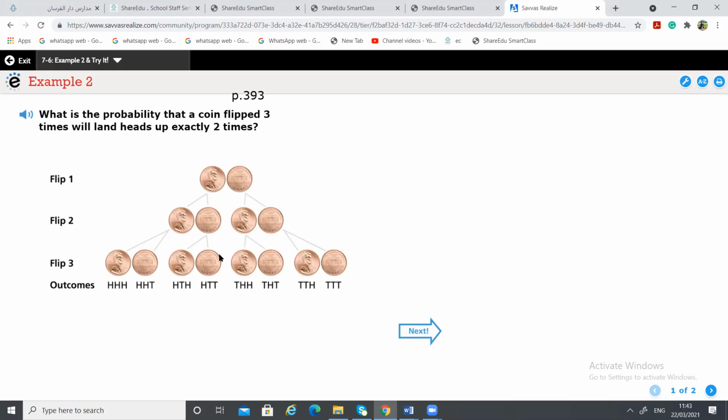Yes, miss. See H and H together with each other. See the outcomes here. Here I find H and H together, and here I find H and H together. And one more, girls. One more place here.